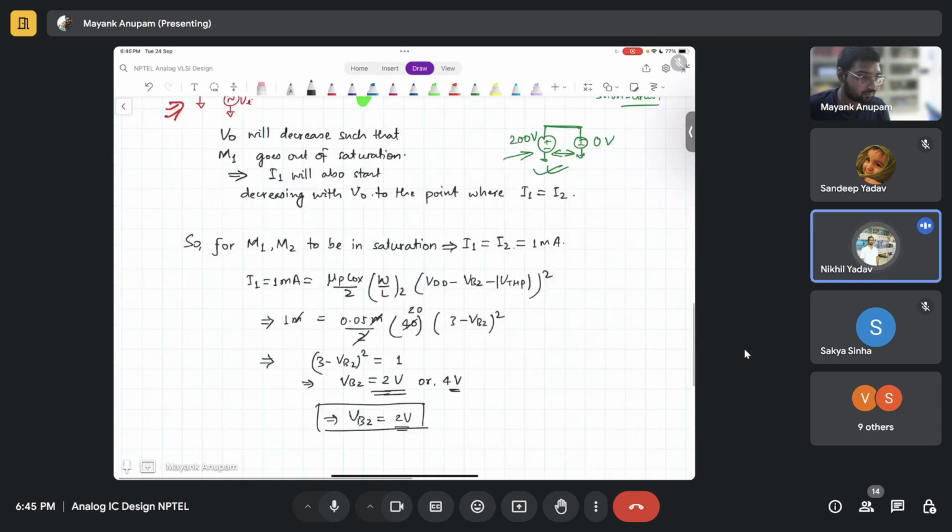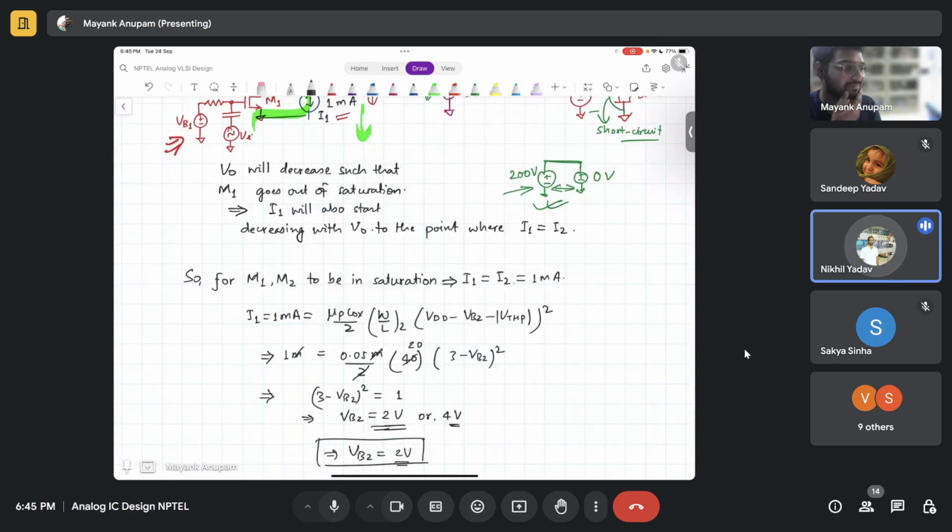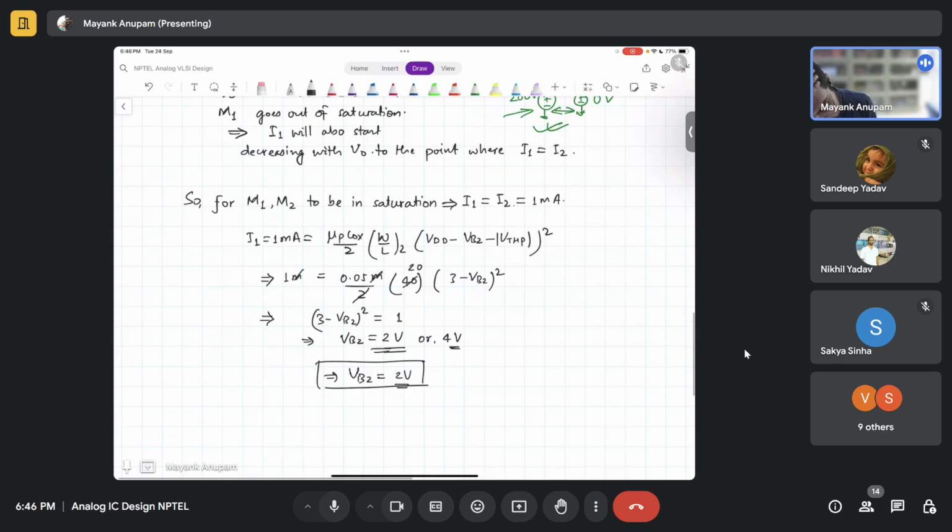I have one question. If this increases, right, then M2 might go into linear region, right? No, no. If this increases, then not. If this decreases, then M2 will go into linear region.